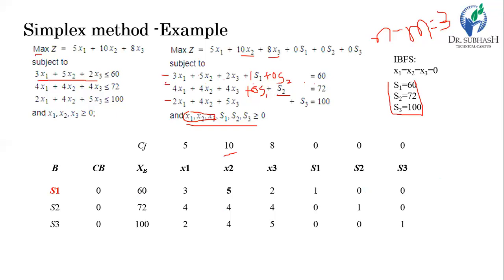After completion of constraint 1, for constraint number 2 it is 4, 4, 4, 0, 1, 0. So here 0, 1, 0. The coefficient of S2 is 1 here, and for S1 and S3 it is 0, and the value of S2 is 72. This is just a preparation. We still have not started the problem solution. Here again, for constraint 3, it is 2, 4 and 5 plus S3. So here 2, 4 and 5, the S1 and S2 coefficients are 0, for S3 it is 1, and the value of S3 is 100.